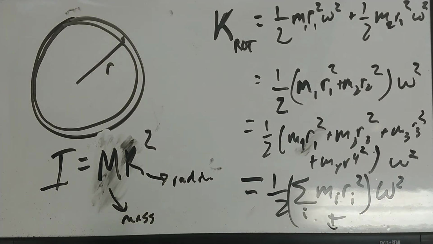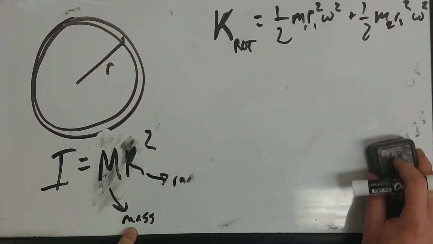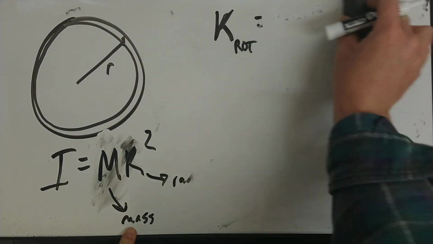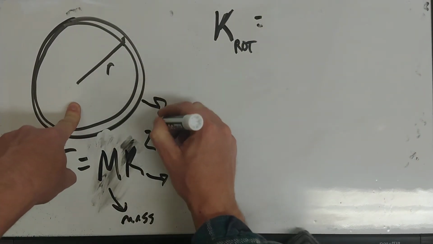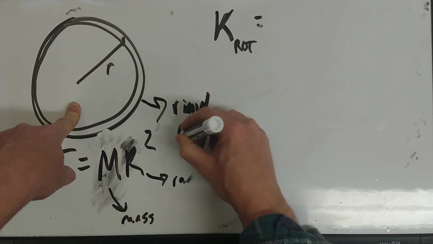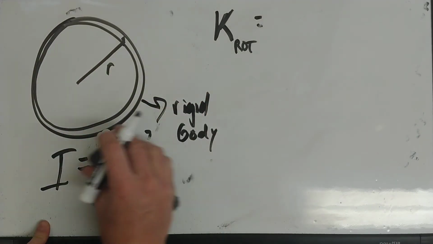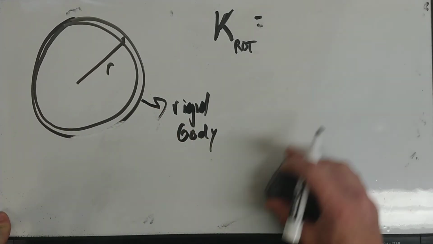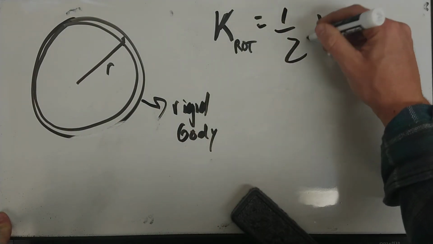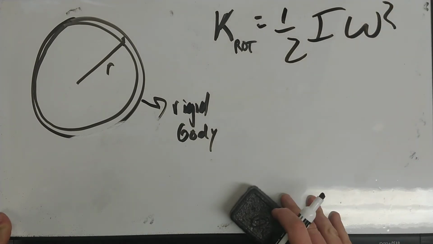So our final equation for rotational kinetic energy that we typically use, when we're talking about what's called a rigid body, so a rigid body is something that's rotating and not flexing, not bending upon itself, rotational kinetic energy ends up being 1/2 I omega squared.